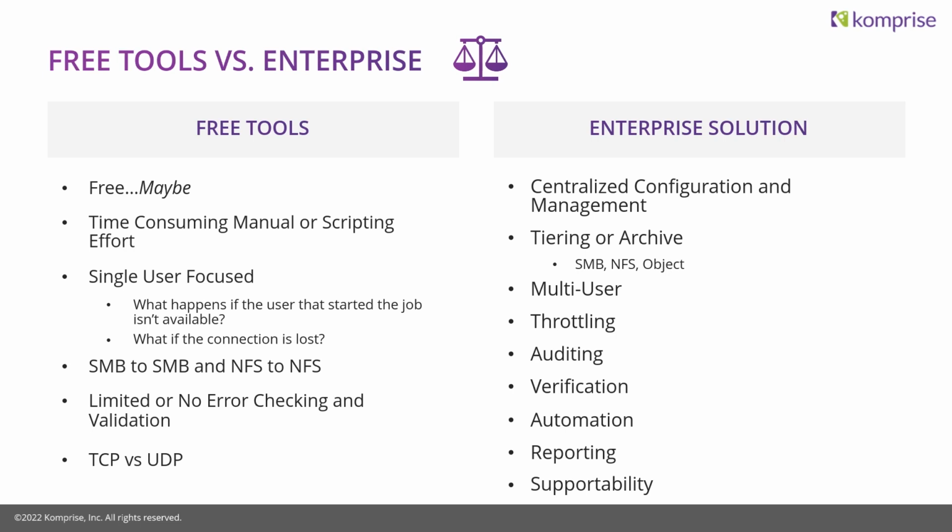We talked about the free tools as far as doing SMB to SMB or NFS to NFS, but what about object? What if I have to do object to object, or what if I have to do SMB to object? I talked about limited error checking and validation. This is a really good one.